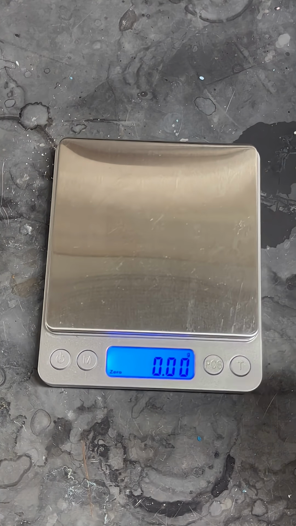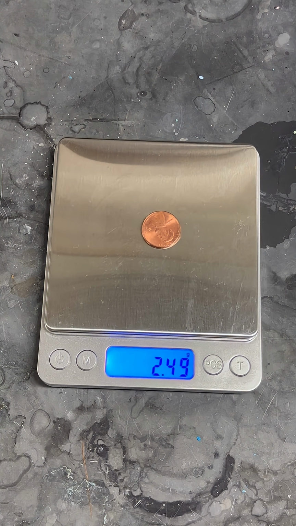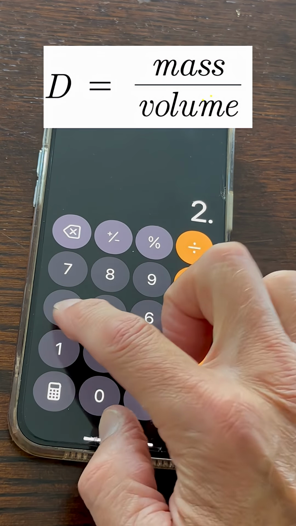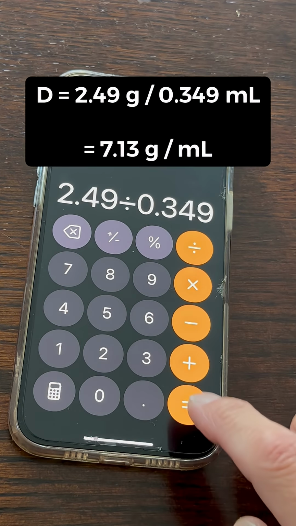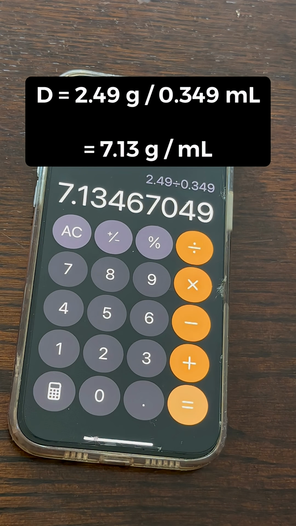The mass on the third balance was 2.49 grams. At this point, you should realize that, after running the calculation, the density should be reported to 3 digits. That is 7.13 grams per milliliter.